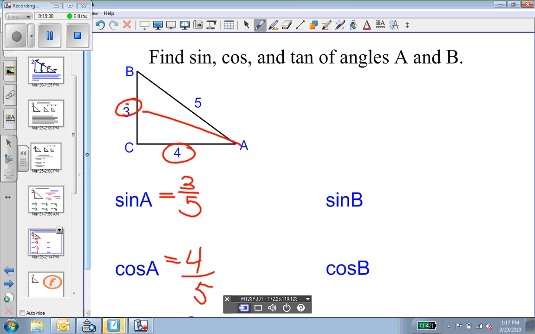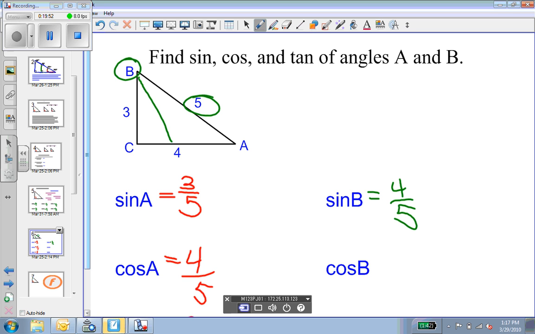Let's do angle B now. So we're going to switch to angle B from angle A. What is sine of angle B? 4. Right, that's opposite over hypotenuse. What is cosine of angle B? Right. For angle B, the adjacent side is 3, and the hypotenuse is 5.